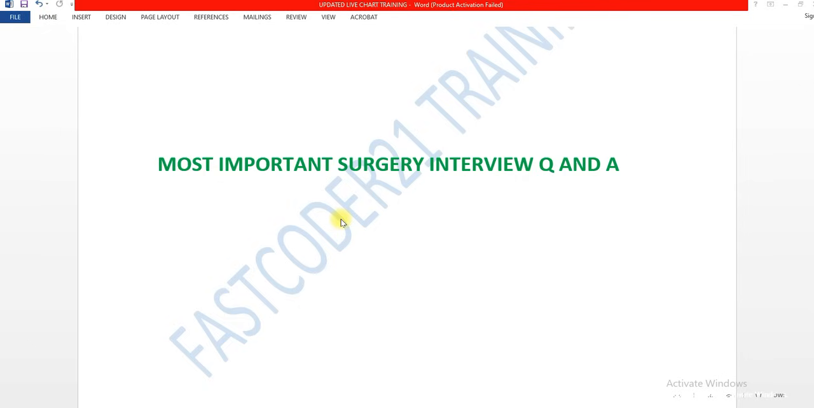Okay. So if a diagnostic procedure converts to a therapeutic procedure, how to code for Medicare and commercial? So you need to code the open procedure.